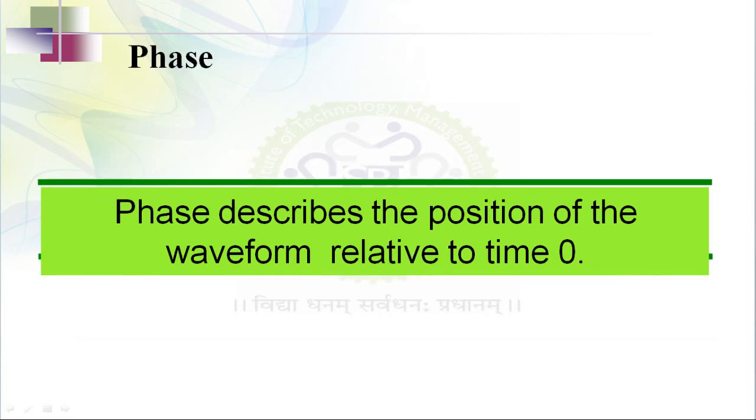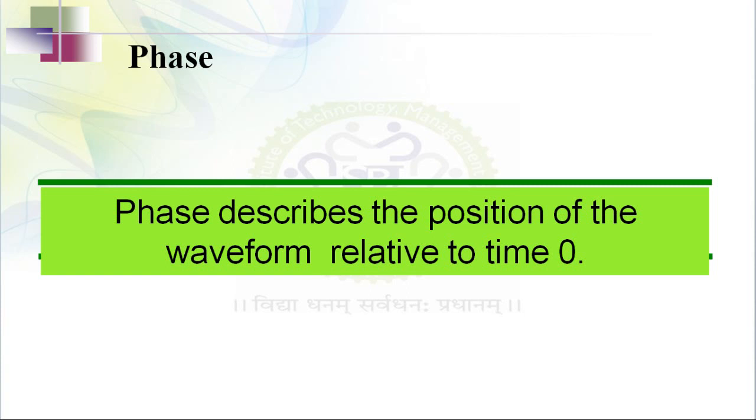Now the next thing is the phase. First of all, we should know what we mean by phase. The phase describes the position of the waveform relative to time zero. What does phase mean? Phase means the angle at which our waveform started. The point from where the waveform starts, whether it comes under 0, 90 or 180 degrees, comes under the phase.